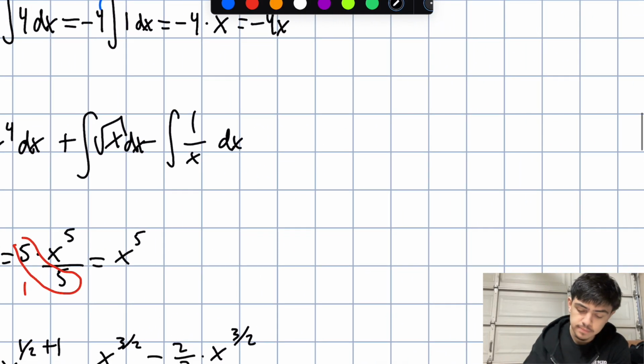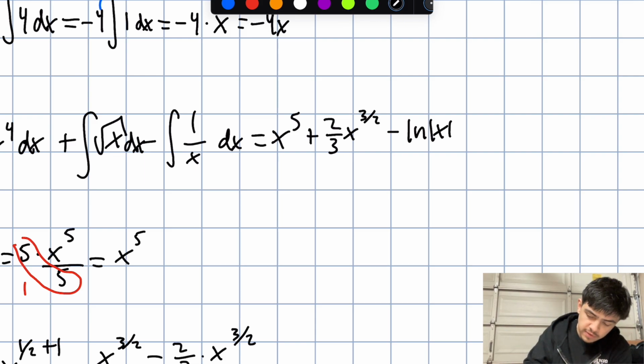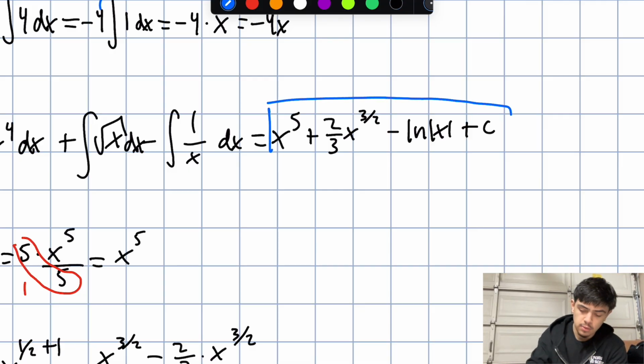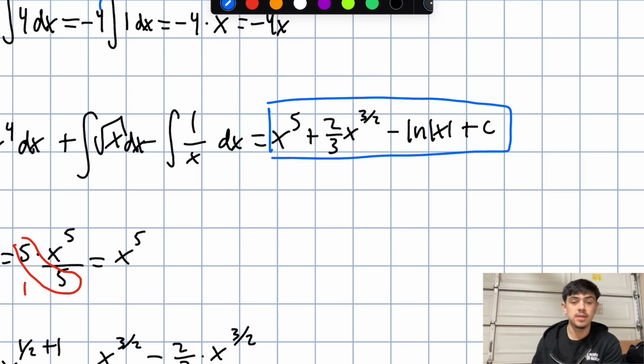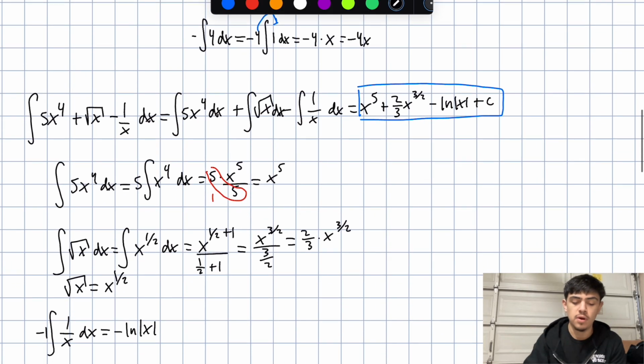So going back up here, we had x to the 5th plus 2/3 x to the 3/2 minus the natural log absolute value of x plus c. Remember, always add the plus c because we always need to account for that possible constant that could have been there. Boom, easy enough. Just with enough practice, enough repetition, these should be cakewalk for your upcoming classes.